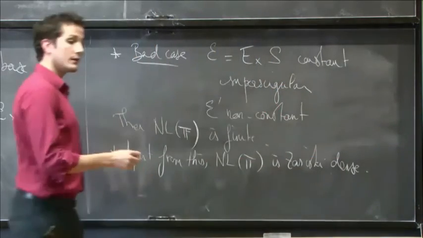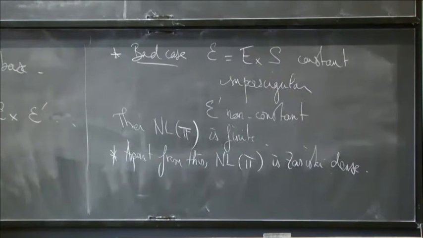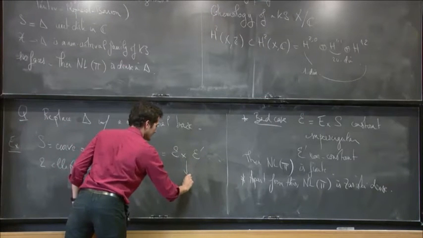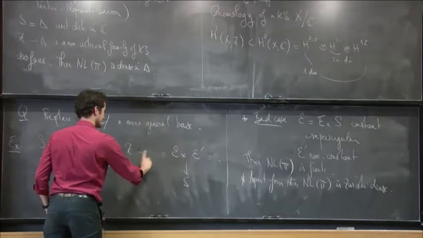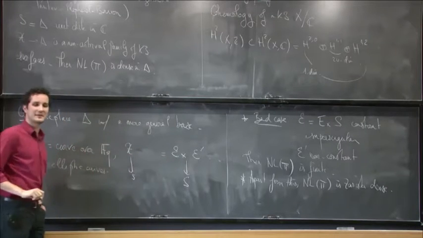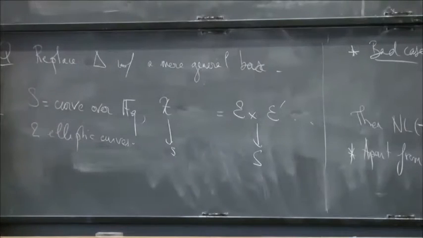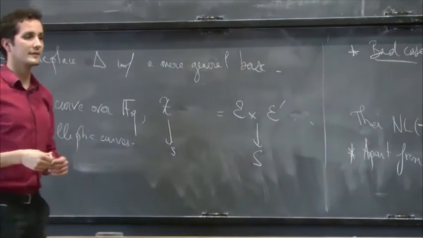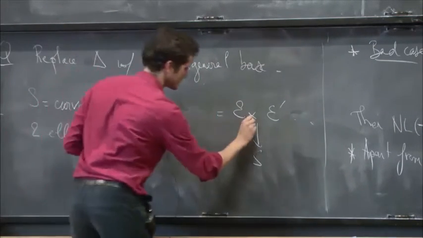Yes? I'm sorry, what? I'm thinking maybe this is a better way to write it: just a product of two elliptic curves over a base. Yeah, relative. I take an elliptic scheme over S.